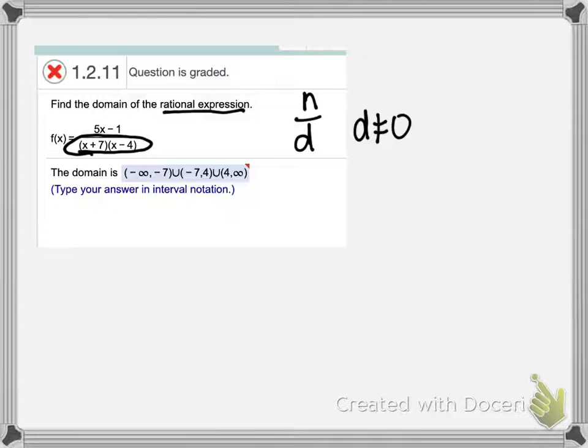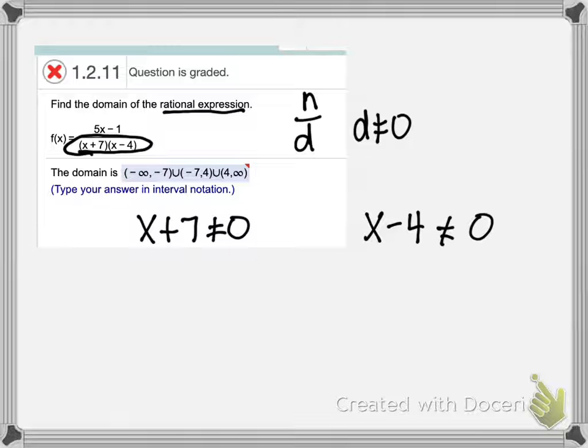So when I'm looking at my domain, I have two parts. I have x plus 7 and I have x minus 4. So I need to figure out what x cannot be equal to in order for it to not be equal to 0. So x plus 7, if I subtract 7, x can't equal negative 7, because if I have negative 7 here, negative 7 plus 7 would equal 0, and we don't want that to happen. Same thing here, I would add 4, and x can't equal positive 4, because 4 minus 4 would equal 0.